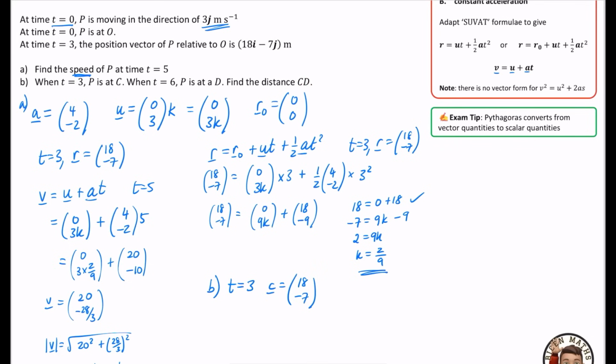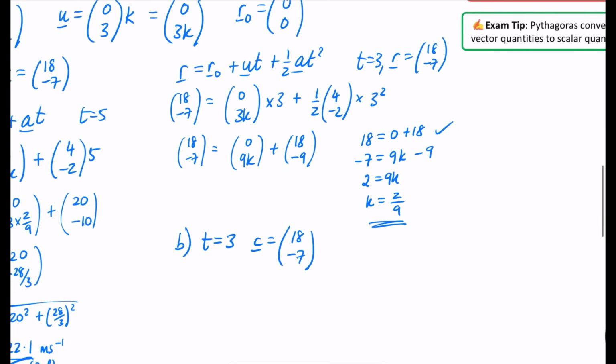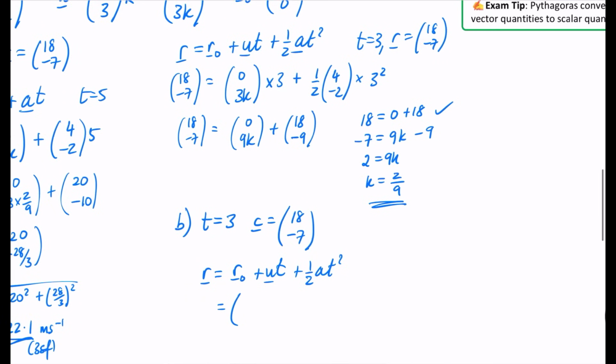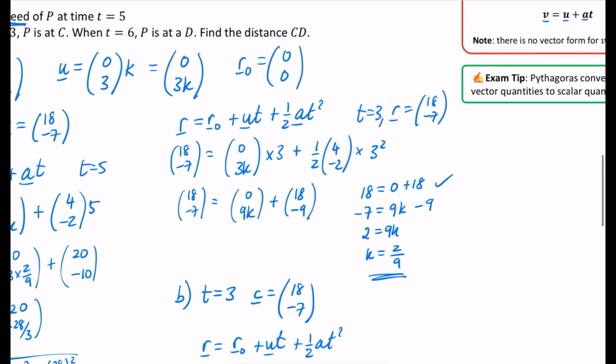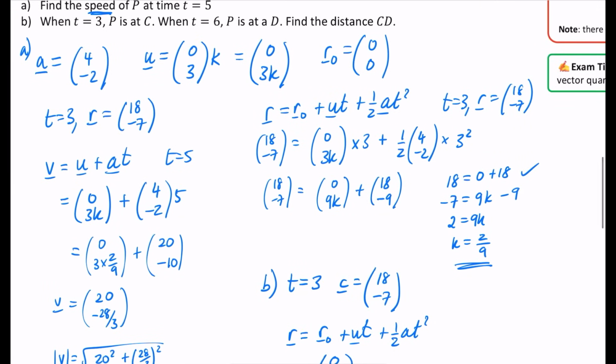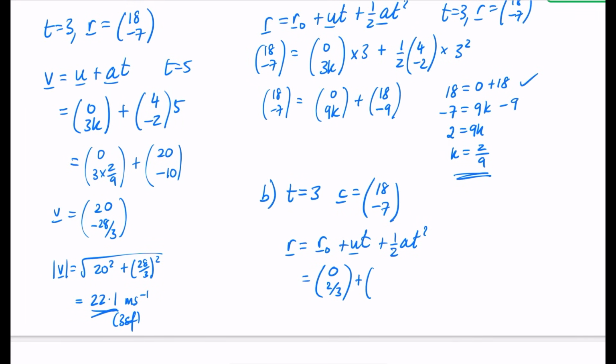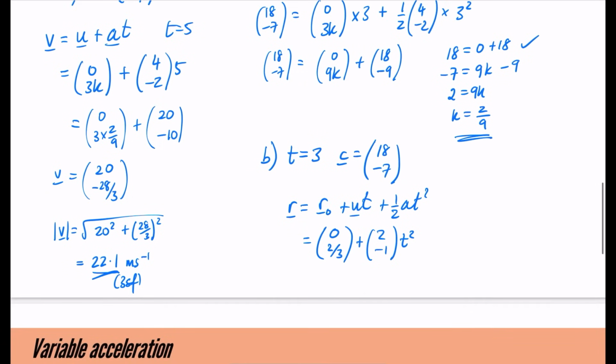So we now need to find out, it says when t is equal to 6, P is at D, find the distance CD. Okay, well, I'm going to use this formula that we had here again. I'm going to be using r equals r naught plus ut plus a half at squared. Now, r naught was just 0, 0. u was 0 and 3k. 0 and 3 times 2/9 is 2/3. So there's the ut. And then we're going to do a half of a. Half a would be 2, minus 1. So that's 2, minus 1 multiplied by t squared. Oh, look, I didn't even put in the t that was supposed to go with u there.